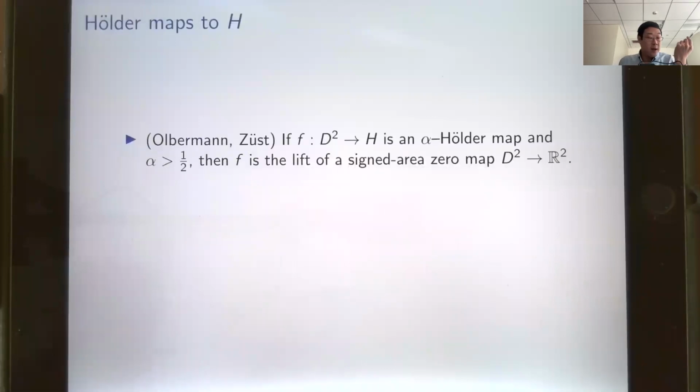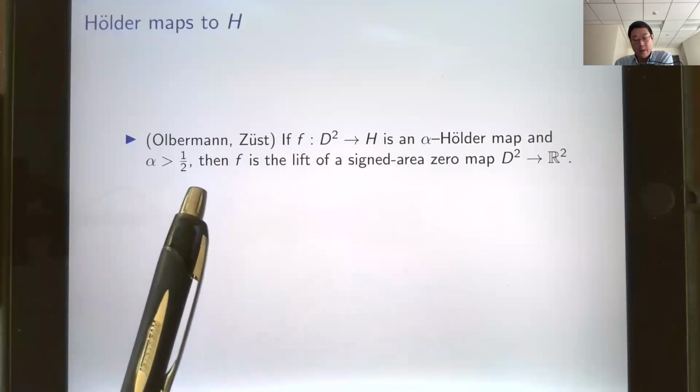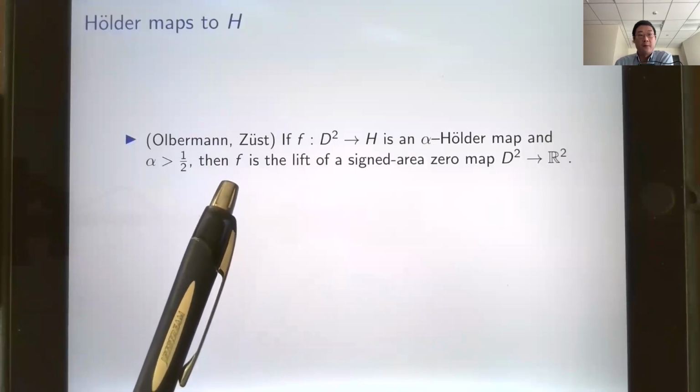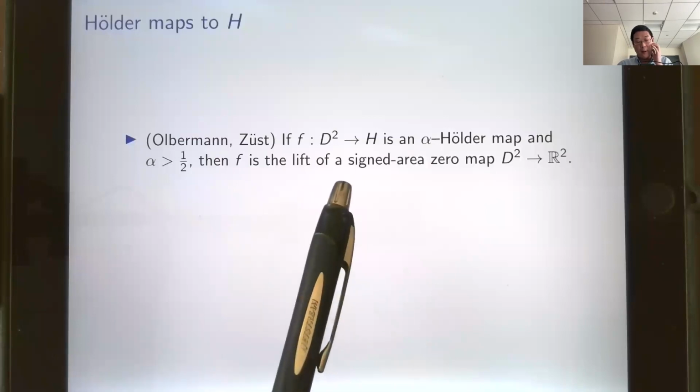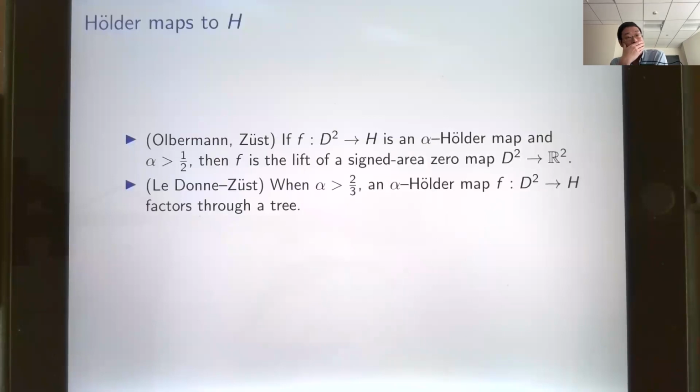And a lot of the theorems I stated for signed area zero maps really apply to Hölder maps to the Heisenberg group, or were originally proved in the context of Hölder maps to the Heisenberg group. So this theorem of Ob­ermann and Züst was really a theorem that says that if you have an alpha Hölder map to the Heisenberg group with alpha bigger than 1/2, then it's the lift of a signed area zero map from the disk to R2. This theorem that when alpha is greater than 2/3, then an alpha Hölder map factors through a tree, that's really a theorem about Hölder maps to the Heisenberg group.